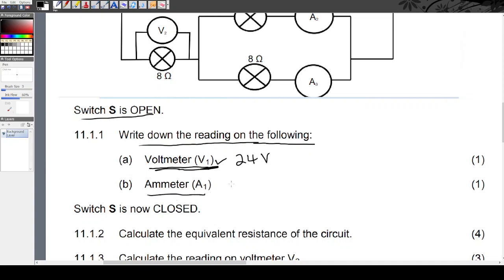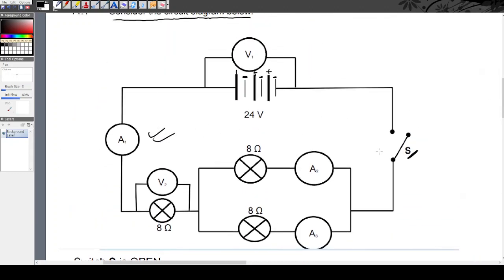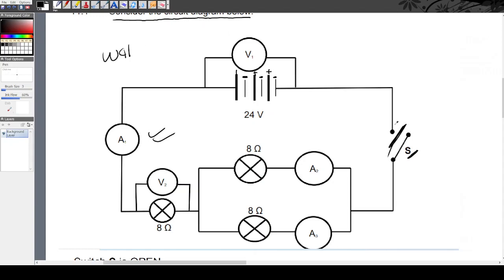What will be the reading in ammeter A1? Remember, where is ammeter A1? This is the ammeter. Remember, they said the switch is open, meaning no current is flowing. There is no flow of water. Remember, we assume water is what? Current. So there's no flow of water around the circuit because there is a broken pipe or the switch is open. So ammeter A1 will read 0 amps, because there's no current flowing in the circuit.